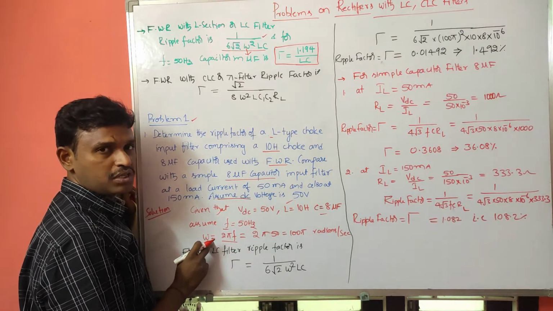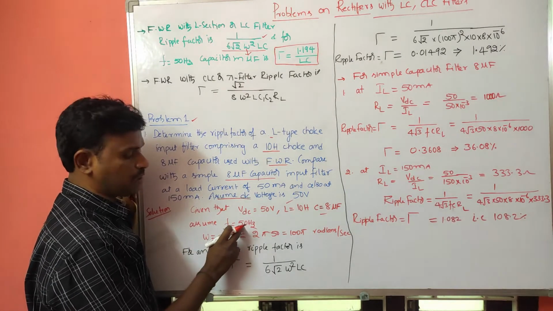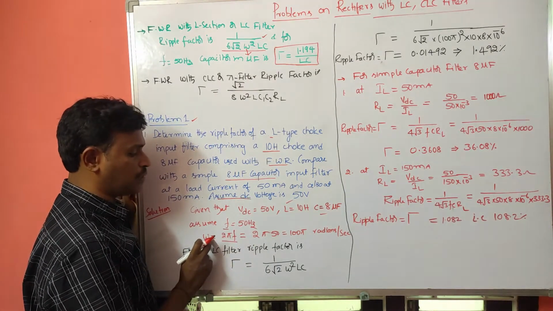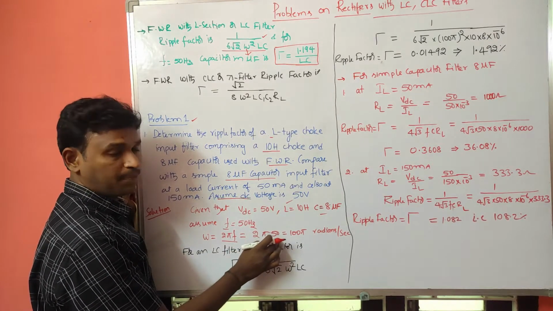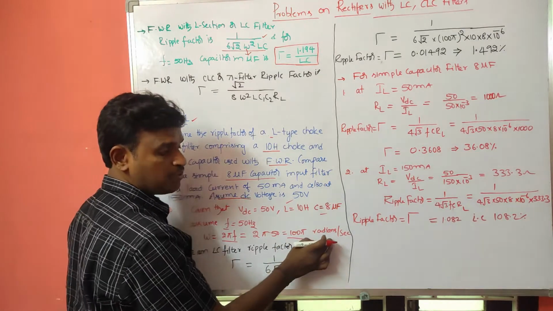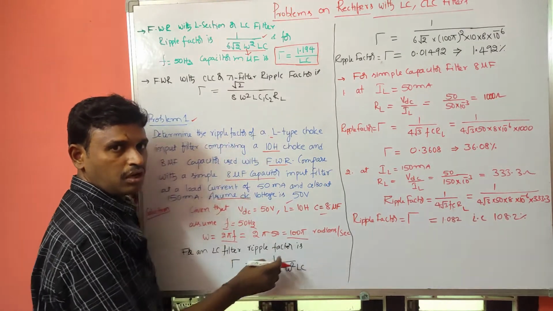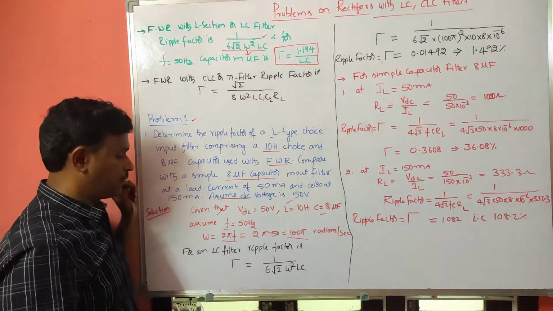So angular frequency is equal to 2 pi times F. So F is assumed as 50 Hz. So we have omega is equal to 2 into pi multiplied with 50. So that is nothing but 100 pi. So this is radians per second because it is angular frequency, right? That is radians per second.